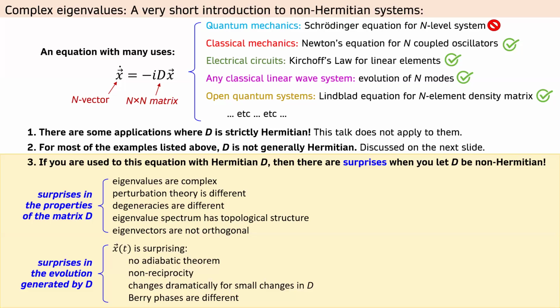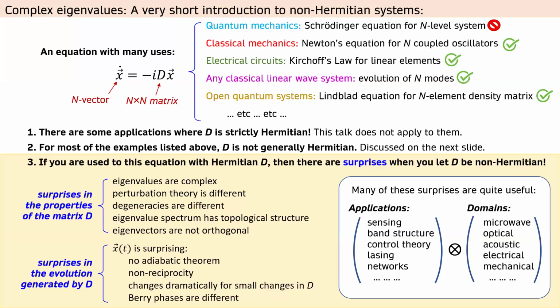In addition, beyond just the properties of the matrix, this equation, when it has a non-Hermitian matrix there, has a lot of weird behaviors. Again, if you're used to unitary evolution, there's no adiabatic theorem. You have non-reciprocity, Berry phases and related concepts work out very, very differently.